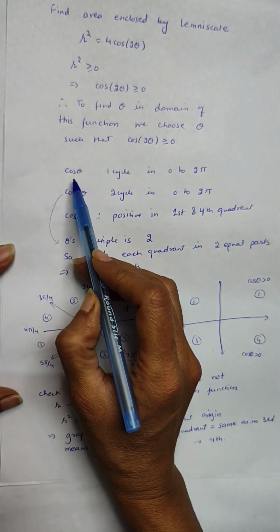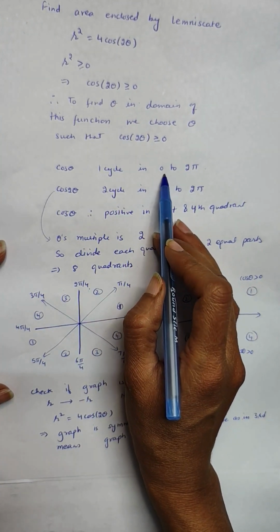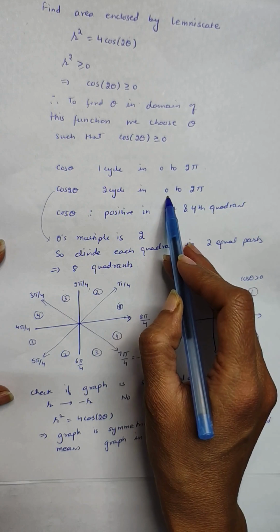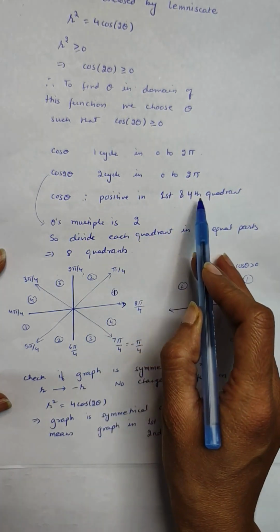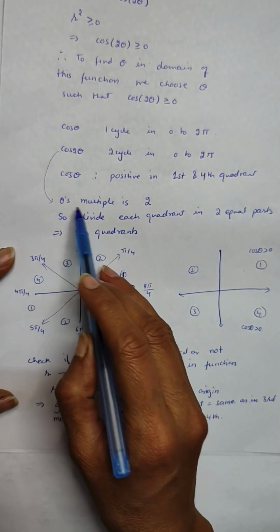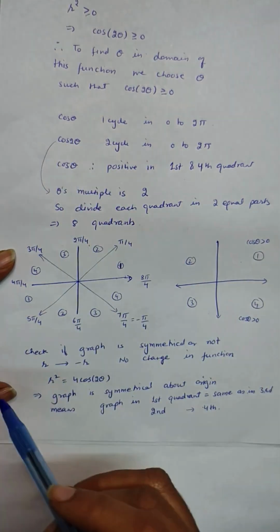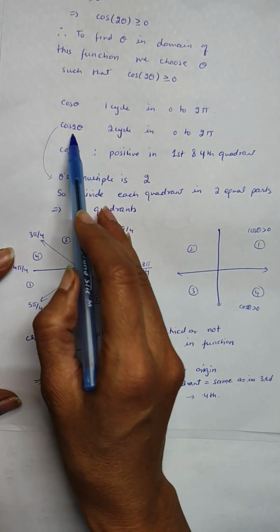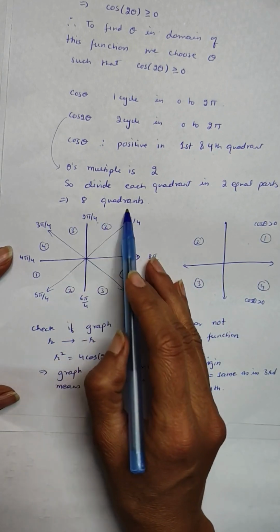So let's observe that cos theta completes one cycle in the domain when theta varies from 0 to 2 pi. But cos 2 theta completes two cycles in the same domain from 0 to 2 pi. Cos theta is positive in the first and fourth quadrant. In case of cos 2 theta, theta's multiple is 2. So in order to find values of theta for which cos 2 theta is going to be positive, we divide each quadrant in two equal parts because the multiple of theta was 2, and that will give us 8 quadrants.